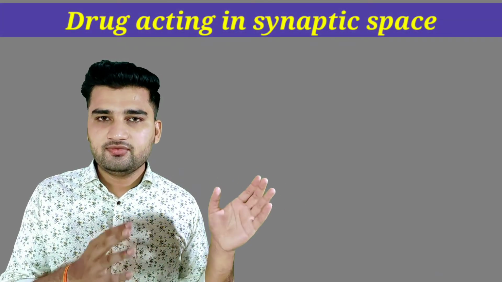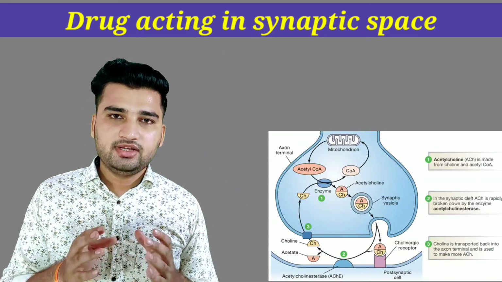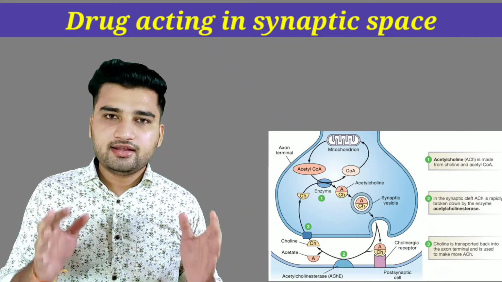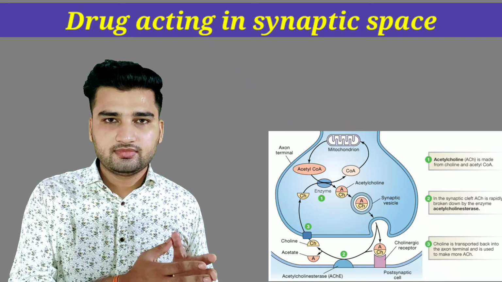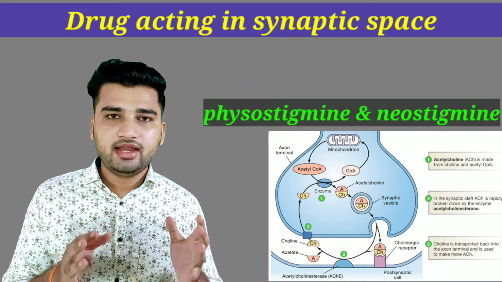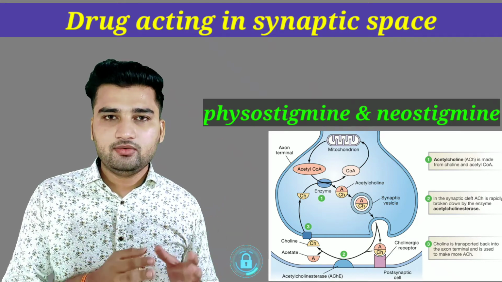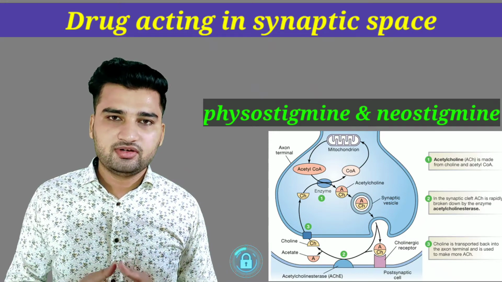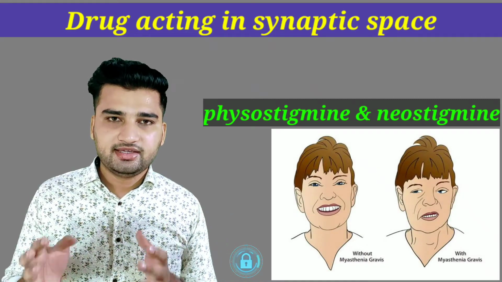Now come to the drugs that act in the synaptic space of neuromuscular junction. We know that in the synaptic space acetylcholine is broken down by the enzyme acetylcholinesterase. But there are drugs that block the activity of this enzyme. These drugs are physostigmine and neostigmine. These drugs block the activity of acetylcholinesterase, hence increase the synaptic activity or the neuromuscular physiology. And these types of drugs are famously used in myasthenia gravis.